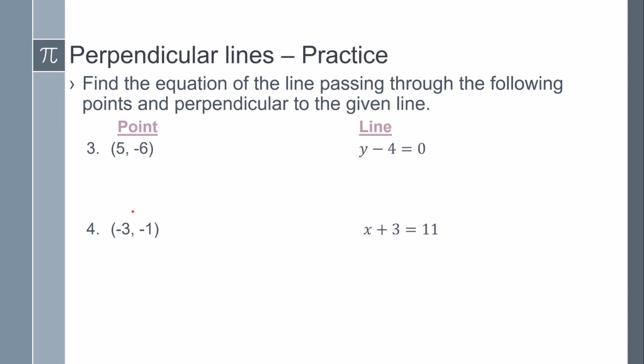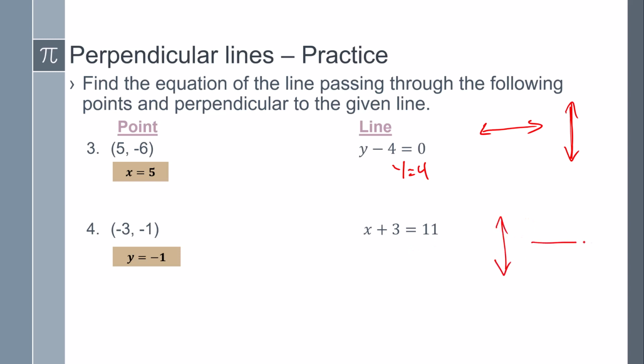Now perpendicular, same idea, it's just it flips. So y equals 4, that's a horizontal line, but perpendicular means that it becomes a vertical line. Vertical line, x equals the number, so x equals 5. Same thing here. You're going to get x equals 8. That's a vertical. Perpendicular makes it horizontal. Horizontal is y equals the number, so therefore y equals 1.